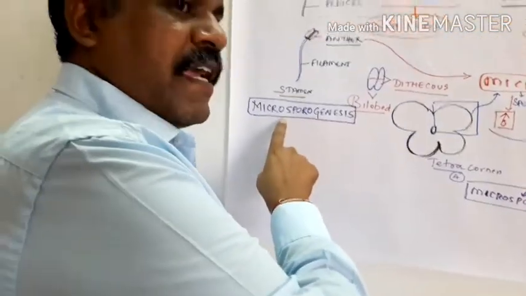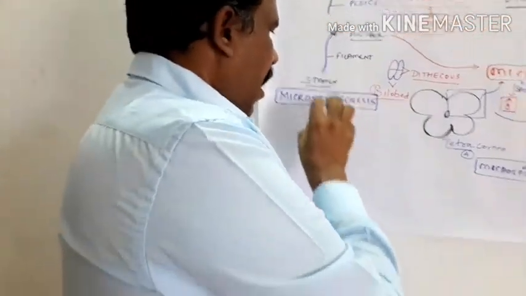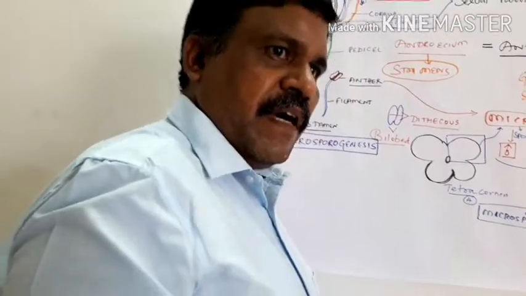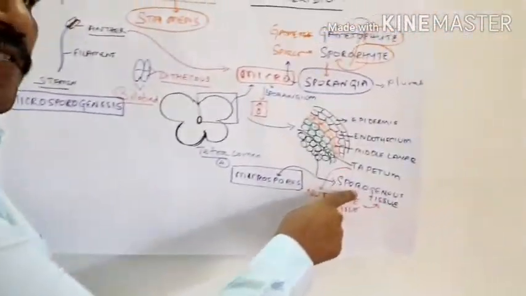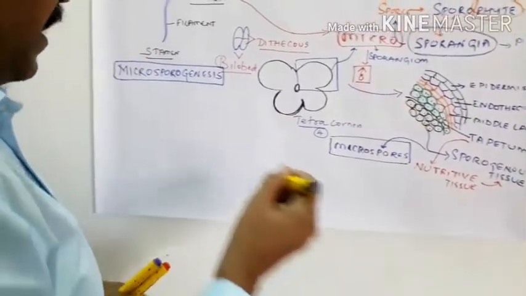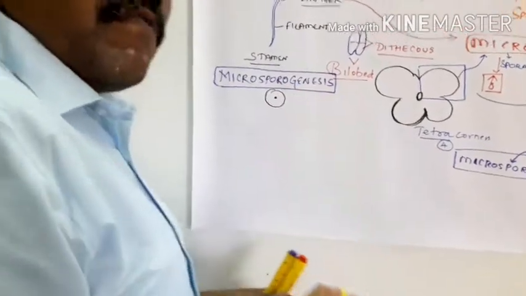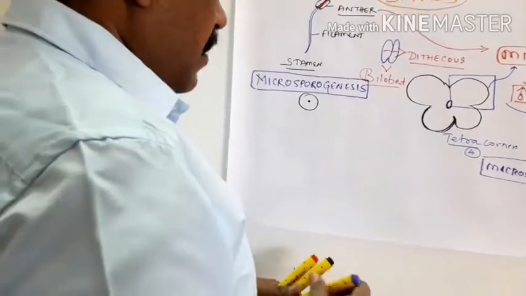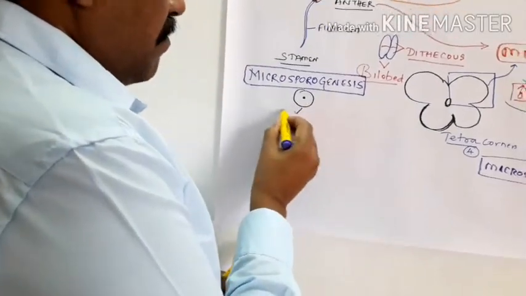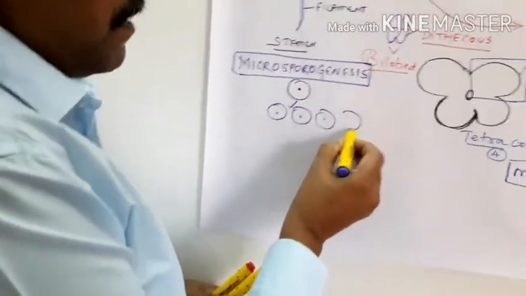So we are dealing with a topic called microsporogenesis. Are you able to understand? Now, how will microsporogenesis occur in the anther? First thing, please remember here. We are dealing with the sporogenous tissue. The sporogenous tissue, my dear, undergoes a lot of mitotic cell divisions, and they will form many cells.